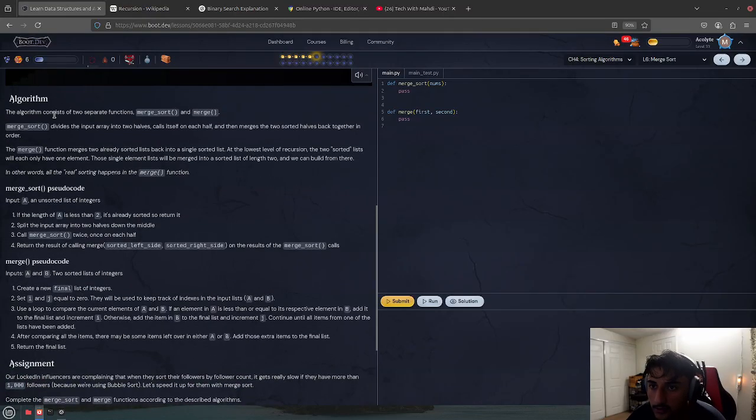So, the algorithm consists of two separate functions, merge sort and merge. Merge sort divides the input array into two halves, calls itself on each half, and then merges the two sorted halves back together in order. The merge function merges two already sorted lists back into a single sorted list. At the lowest level of recursion, the two sorted lists will have one element.